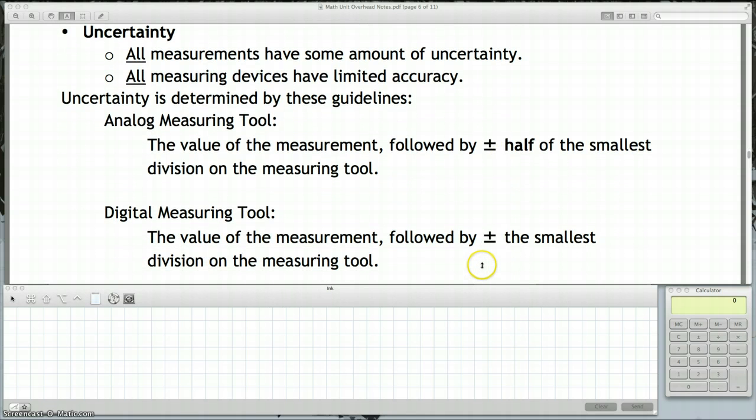For digital measuring tools, a digital measuring tool is something that has a little screen that shows you a number on that screen. It's the value of the measurement, so whatever the screen says, followed by plus or minus the smallest division on the measuring tool, which is the smallest decimal place on the screen.